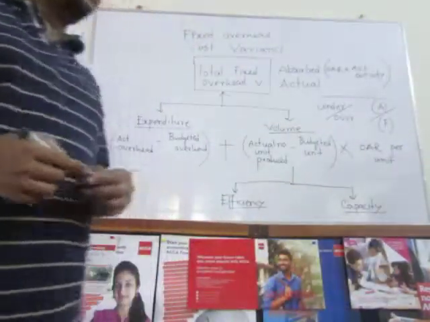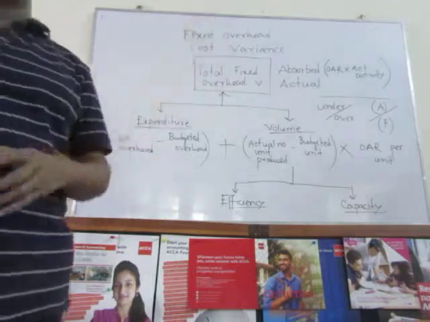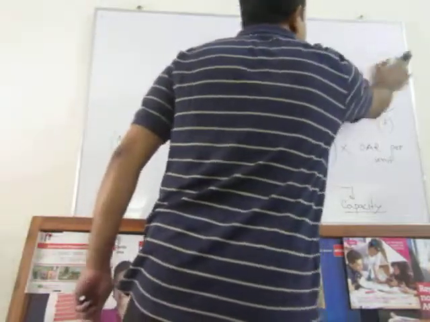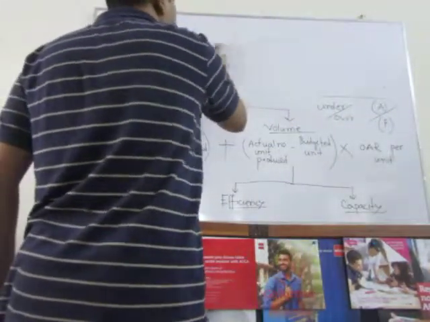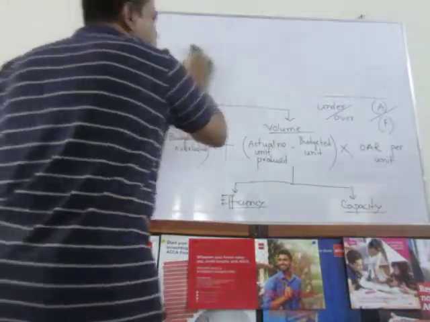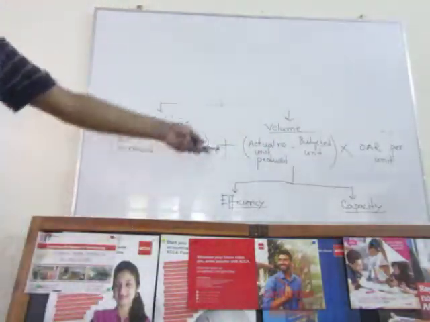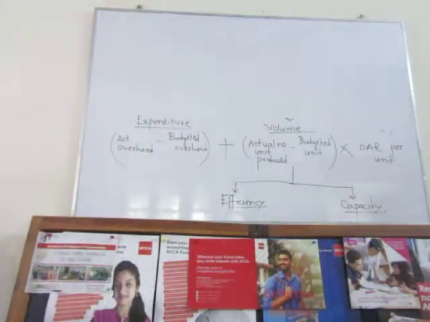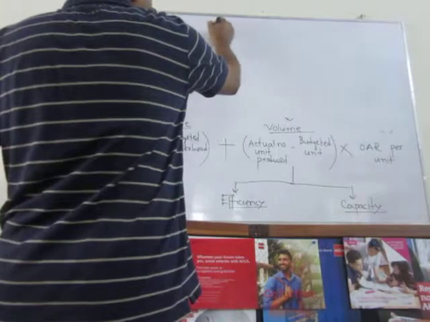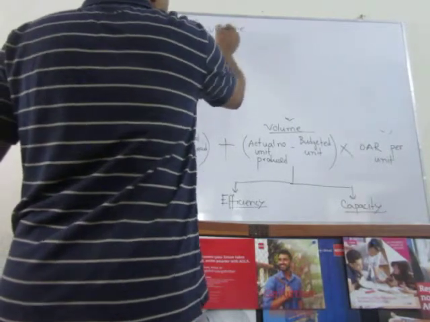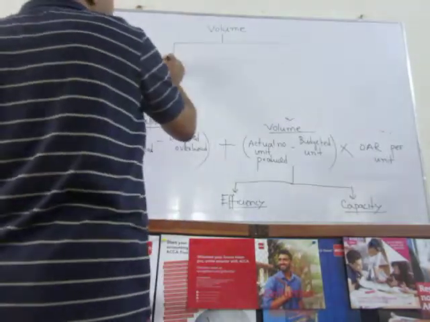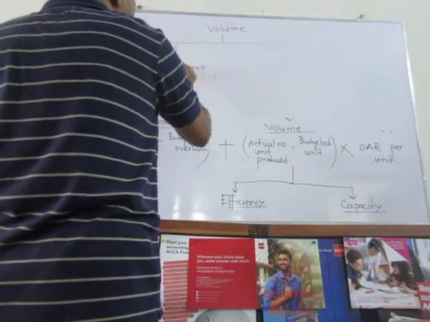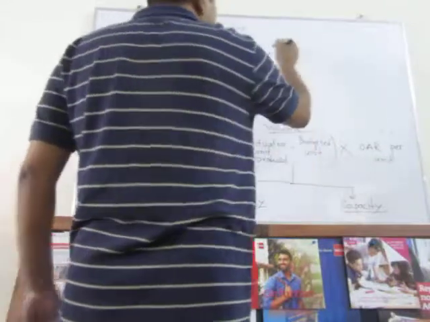Capacity variance. আমি উপরেগুলো মুছে ফেললাম। আচ্ছা, আমরা কোথায় ছিলাম? আমরা ভলিউম ভ্যারিয়েন্সে ছিলাম। So volume variance কে আমরা দুই ভাগে ভাগ করলাম, that is one is efficiency variance and another is capacity variance.